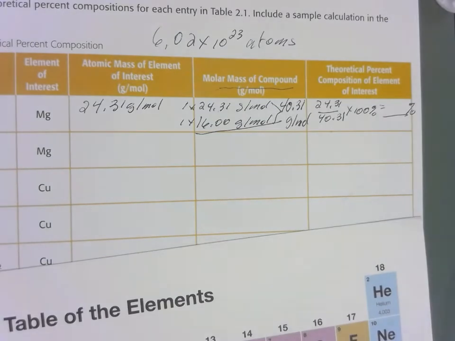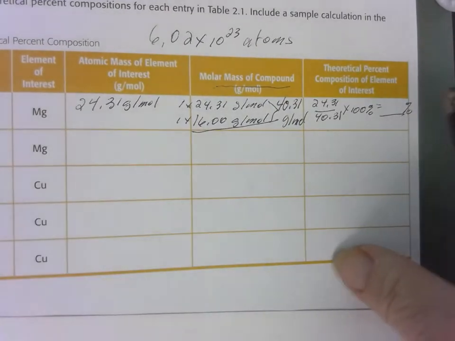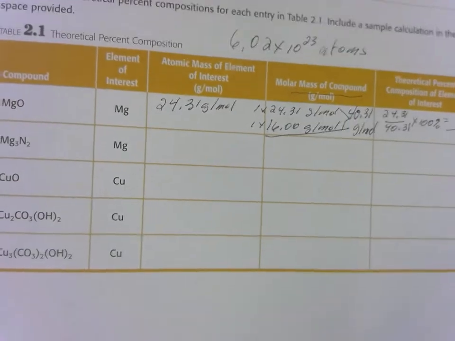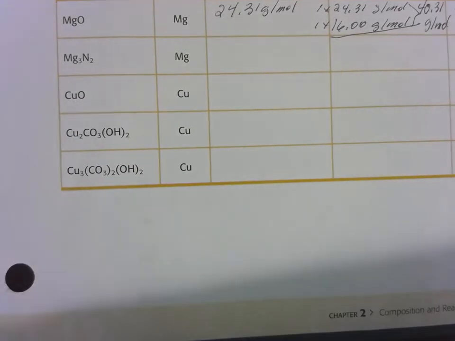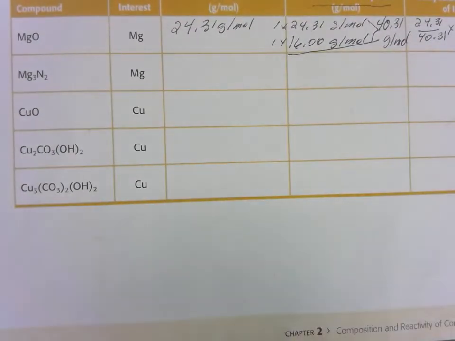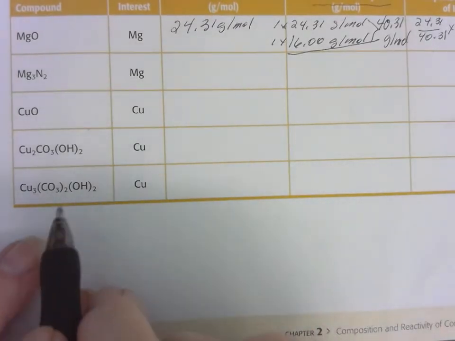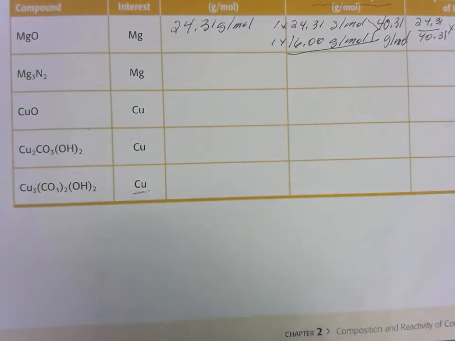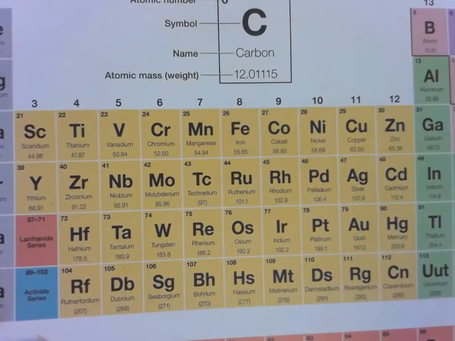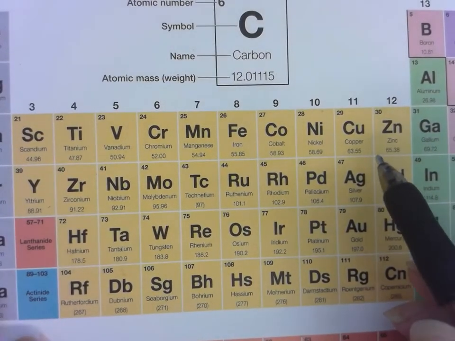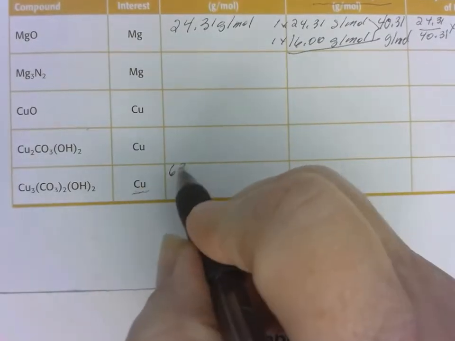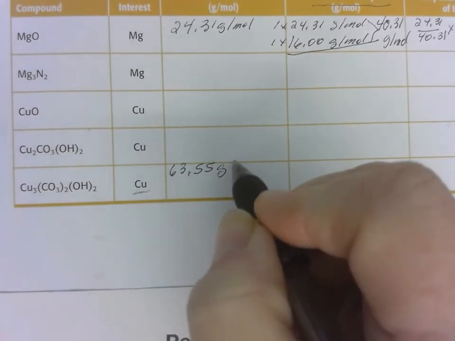So now let's go look at the last one to just make sure that you're confident in how to calculate that, because it has a lot more parts to it. So copper and carbonate and hydroxide is what we're interested in, and the copper is the item of interest. So now we have to find the atomic mass of the element of interest. So we look at copper, and copper is a transition metal, and it's right here. It's 63.55 grams per mole.